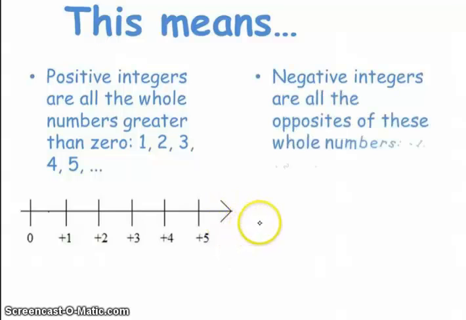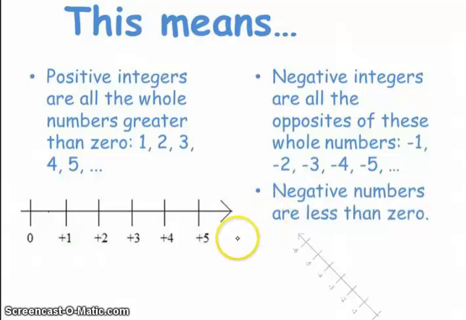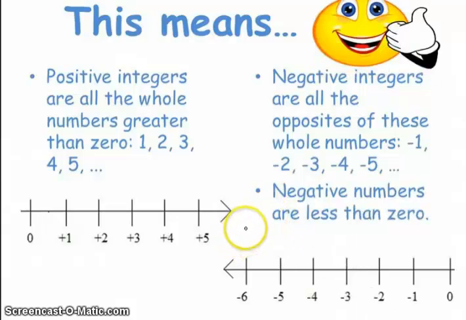And negative integers are all the opposites of the whole numbers. Once again, remember that integers only include whole numbers, not decimals, not fractions. Those are a different type of number that we will study later on. Okay, so negative numbers are less than 0. That means they are on the left hand side of 0. Remember, positive integers are on the right side of 0, and negative integers are in the opposite direction, on the left side of 0.